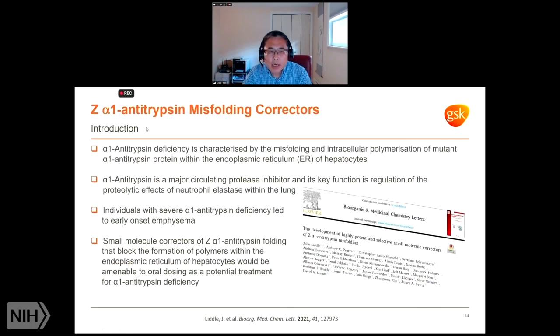So my next example is Z-alpha-1 antitrypsin misfolding corrector. Alpha-1 antitrypsin deficiency is characterized by the misfolding and the intracellular polymerization of mutant alpha-1 antitrypsin protein within the ER of hepatocyte. And individuals with a severe alpha-1 antitrypsin deficiency led to early onset of emphysema. So small molecule corrector of Z-alpha-1 antitrypsin folding block can have an application as an oral drug for the treatment of alpha-1 antitrypsin deficiency.